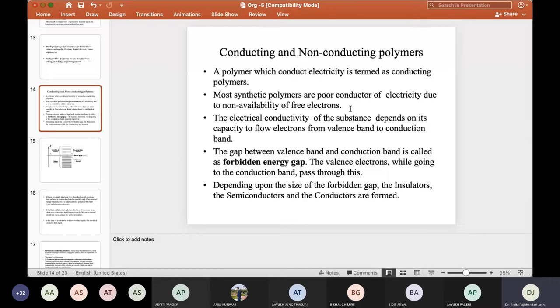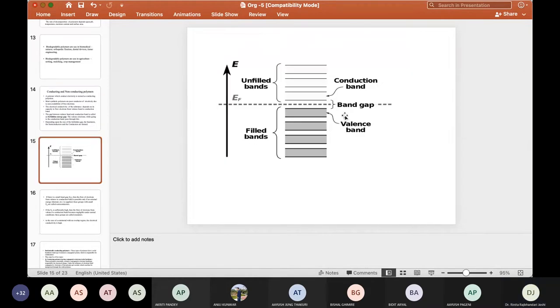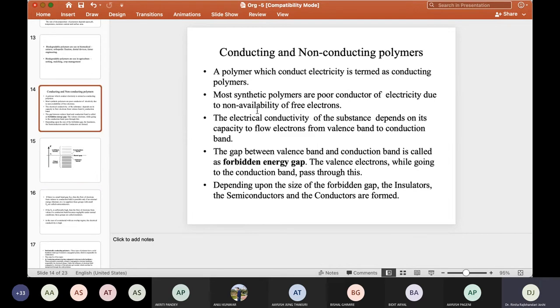If free electrons are available, they can move easily from the valence band to the conduction band. If the electrons are free to move from the valence band to the conduction band through the band gap, then they can conduct electricity. In metals, the valence band and conduction band overlap, while in semiconductors the band gap is small, and in non-conductors the band gap is large. You generally study this already, but I just want to remind you. This is about conducting polymers.